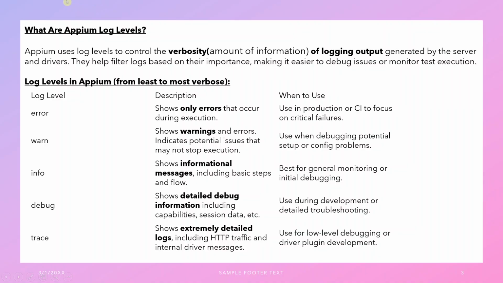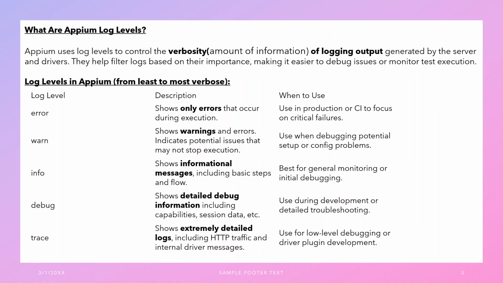APM uses log levels to control the verbosity, that is the amount of information of logging output generated by the server and the driver. They help filter logs based on their importance, making it easier to debug issues or monitor the test execution. So in short, that is what log levels are.